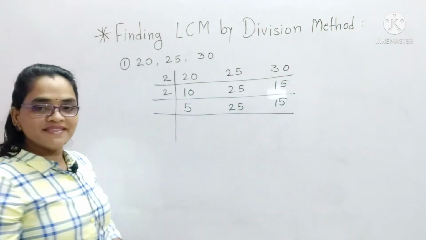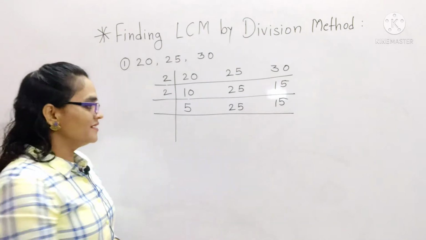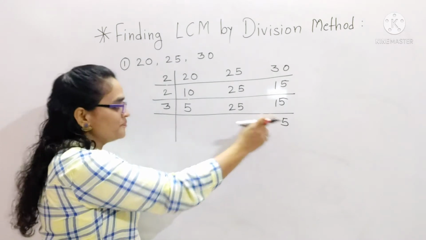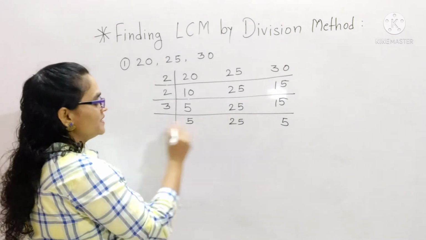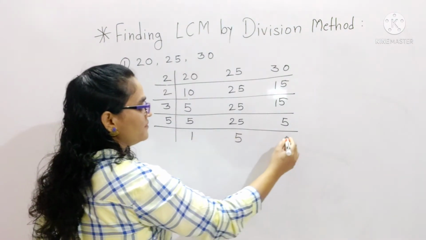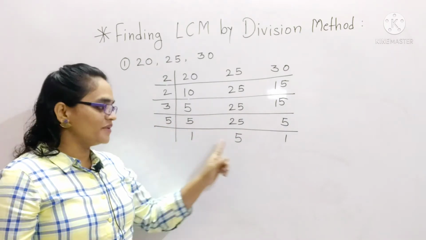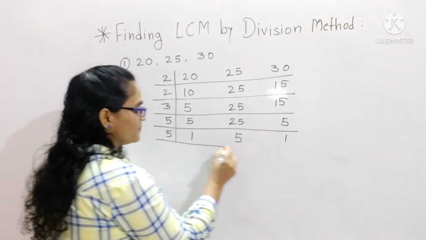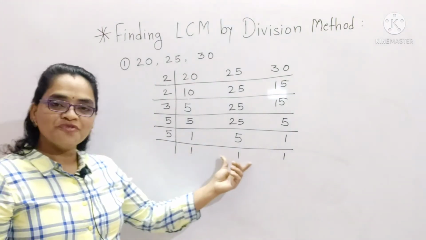Now see, next after 2 the prime number is 3, and 3 is divisible to 15. So write down here 3. 3 5s are 15. Quotient write down in the next row. Remaining undivided numbers write down as it is. Now these numbers are divisible by 5. 5 ones are 5, 5 5s are 25, 5 ones are 5. All three numbers are divisible by 5, so we have written here directly the quotient of all three numbers. Now again 5 ones are 5. And this process we have to continue till we are getting 1 here.